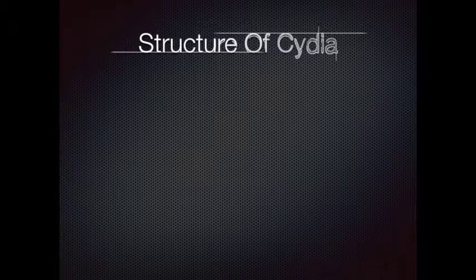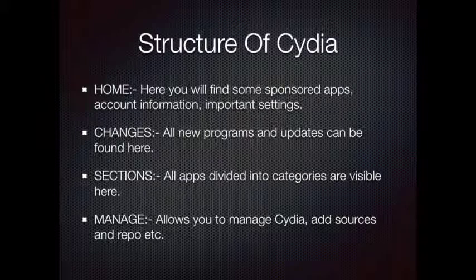Structure of Cydia. If you are interested in installing Cydia, you should also know what you are in for next. Once you open it, you will find 4 tabs. Here are the details. First, Home. Here you will find some sponsored apps, account information, sources, FAQ, and some important settings. Second, Changes. All new programs and updates can be found here. This particular tab is updated every time Cydia is opened.